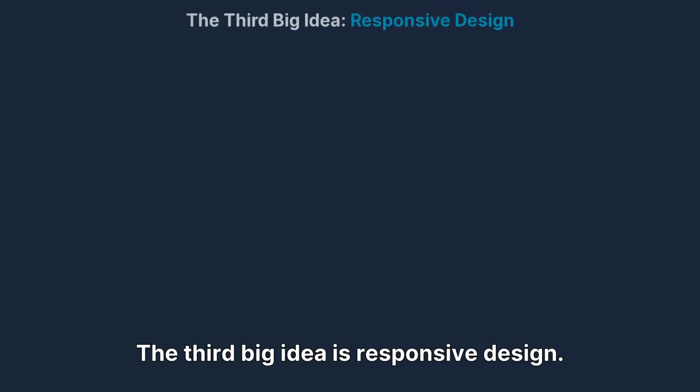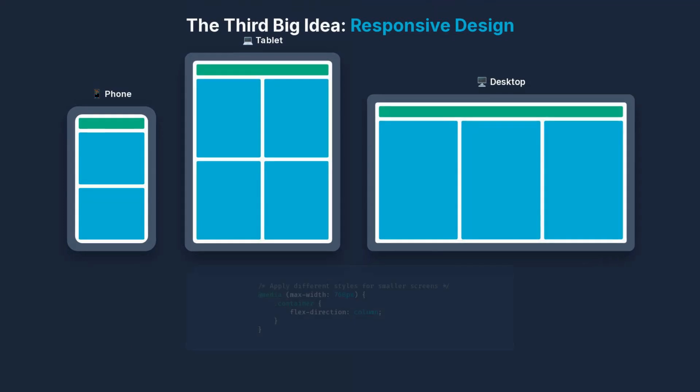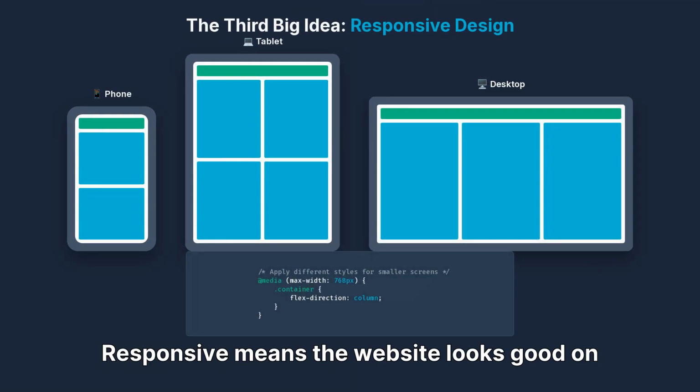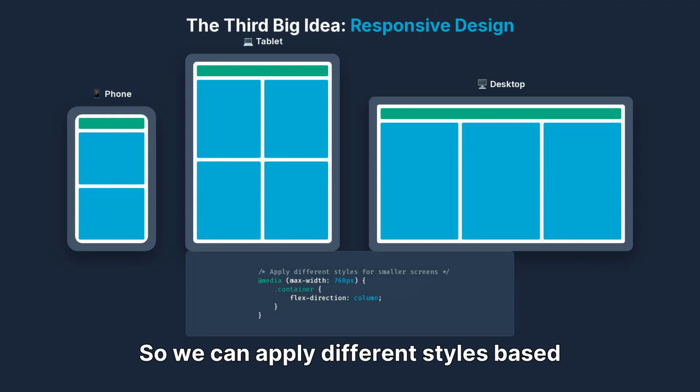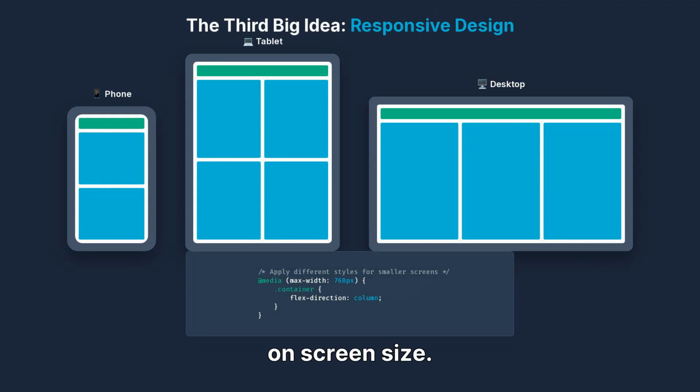The third big idea is responsive design. Responsive means the website looks good on phones, tablets, and desktops. CSS gives us media queries to do that, so we can apply different styles based on screen size.